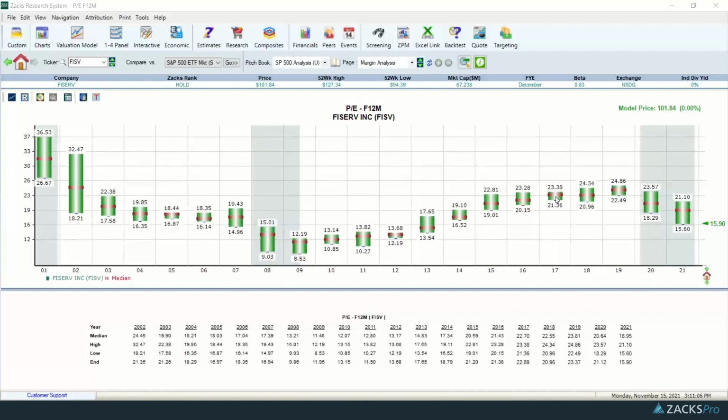Fiserv obviously manages the Clover network of merchant services, the swipe terminals, and they just run a really, really tight ship over there. And so if we activate this model here, we bring this up and we'll just model right where we were around 2018. You can see that would be sitting right at about a 22.6 multiple. That'd be a 42% increase for Fiserv just on a reversion to trend.